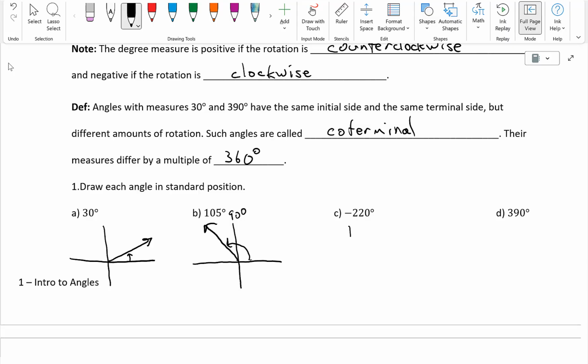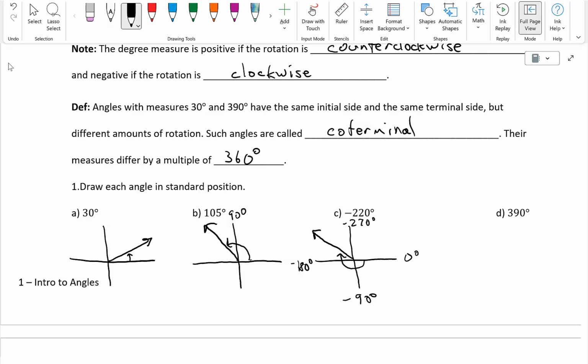For negative 220 degrees, we're also going to end up in quadrant 2. If we started 0 degrees over here and go in the negative direction, so clockwise, we'd get negative 90, and then negative 180 degrees. So a negative 270 if we want to see that third quadrant, so it would stop here about halfway through, and we can show our clockwise movement for that angle measure.